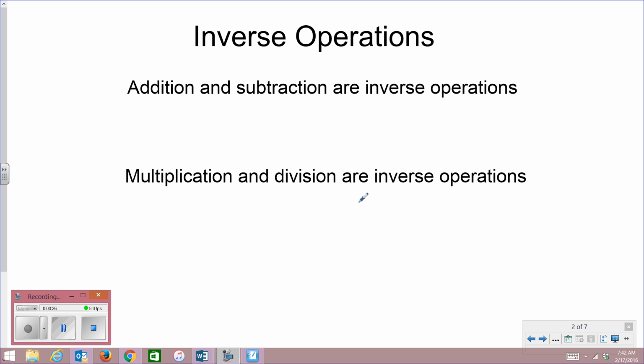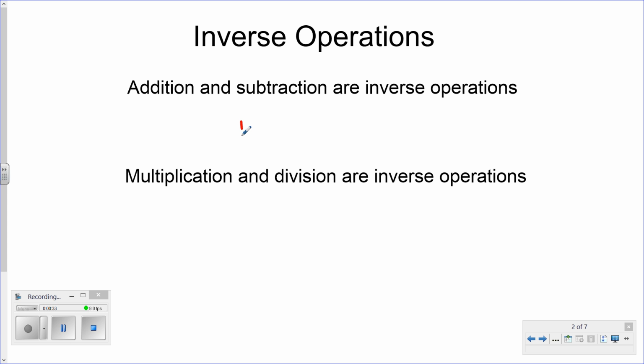Let's review inverse operations. Remember that addition and subtraction are inverse operations. What that means is if I add 5 and then take away 5, I end up with the same answer that I started with, like an identity. Multiplication and division are also inverse operations. If I multiply something by a number and then divide by the same number, I end up back where I started. So those operations can be thought of as undoing one another.